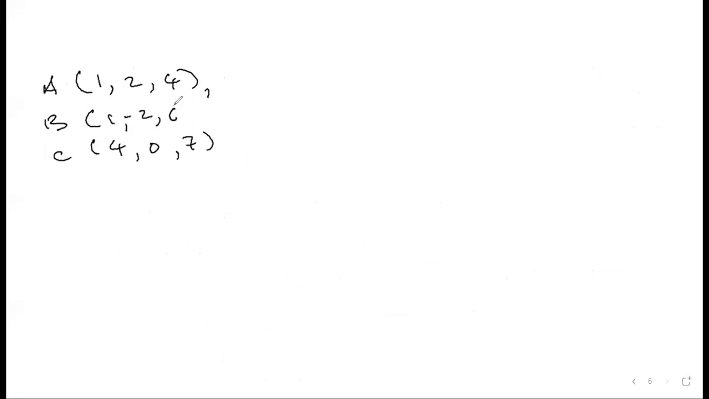Let's see. So it's 1, 2, 4. And what was the other one again? A was 1, 2, 4. C was 4, negative 2, 6. So what's the first thing you did now? First thing I did was to calculate the vector A to B.